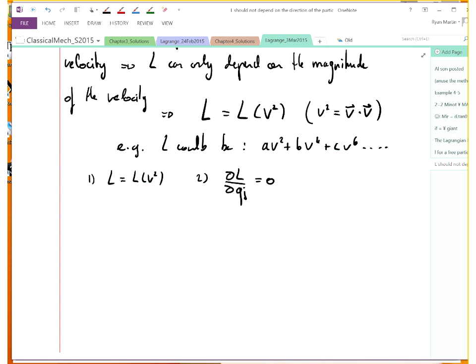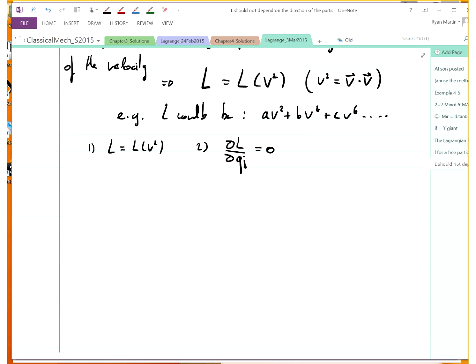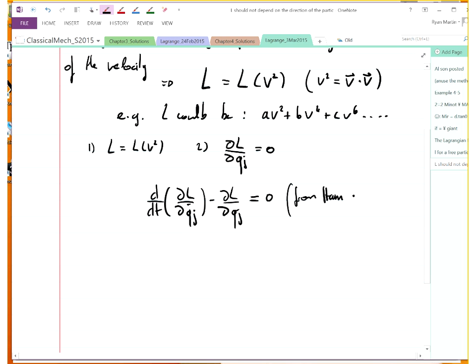Now we're still working from Hamilton's principle, right? We just don't know what the function L is, but we know that Hamilton's principle should be correct, or we're assuming it's correct. And so we know from the Euler-Lagrange equation that d/dt of ∂L/∂Q̇_j minus ∂L/∂Q_j equals 0. Right, that's from Hamilton's principle. We just don't know what L looks like.